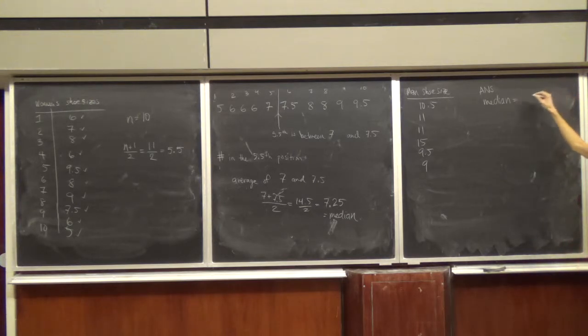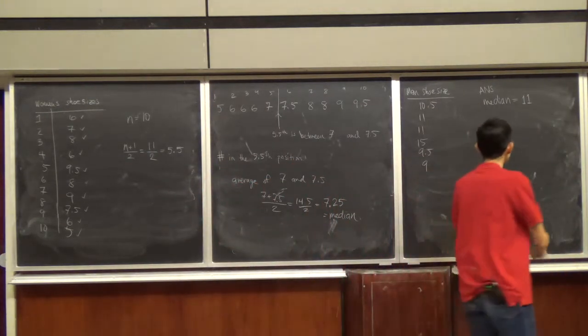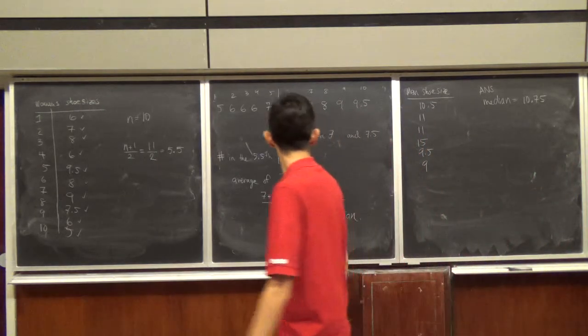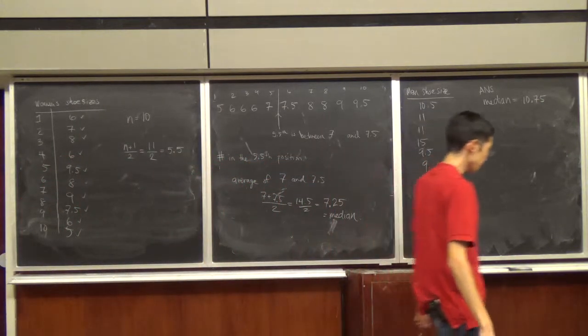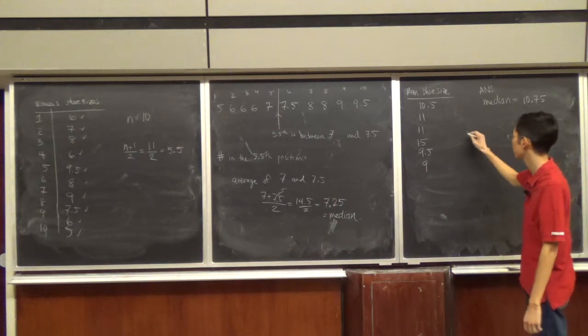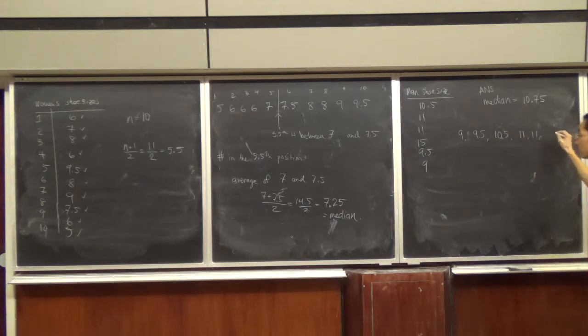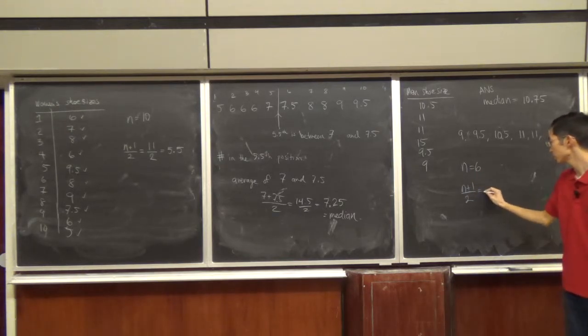The median is equal to... Alright, let's go over this. Maybe you're still working, but let's go over this. So the first thing to do is put these in order from least to greatest. So I have 9, 9.5, 10.5, 11, 11, 15. My n is equal to 6. N plus 1 divided by 2 is equal to 7 over 2, which is equal to 3.5.